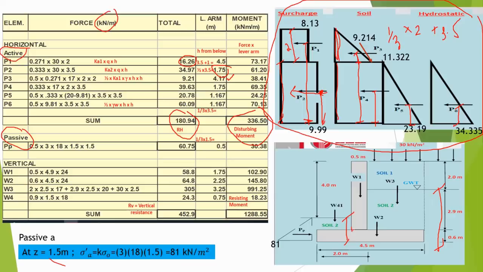Kalau soil Z 0.5, so nak cari dia punya stress, effective stress, K lah sigma not. K lah 3. Kenapa 3? Sebab coefficient of passive, okay? Times with the sigma not. Sigma not ialah dia punya gamma Z, unit weight dry of soil tu depan ni, times with the Z. Z the height this, okay? Height soil ni, semua yang bagian merah ni. You can get 81. So, 81 is the you punya stress.